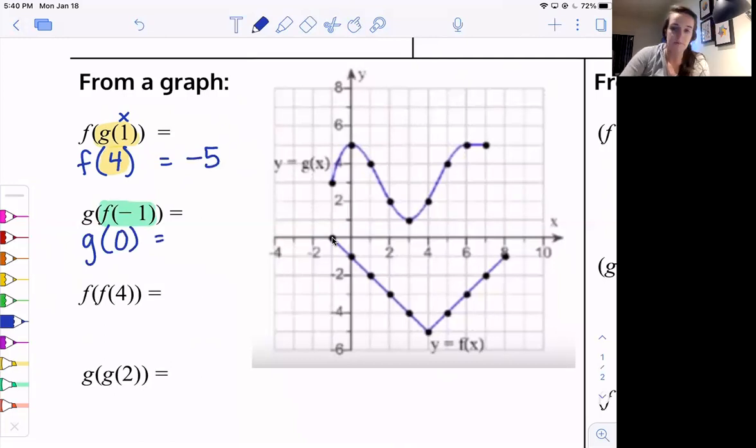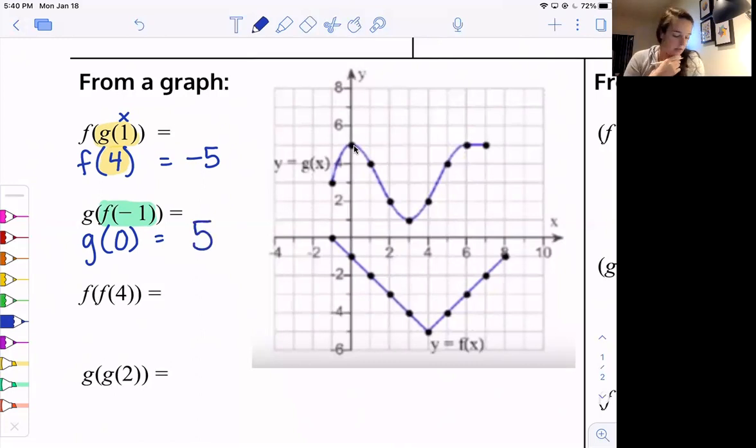g of 0. So my x value is 0. So it would be on the axis here. And then I'm looking for my g function, which would be up here. My g function is at a height of 5. So this answer would be positive 5.